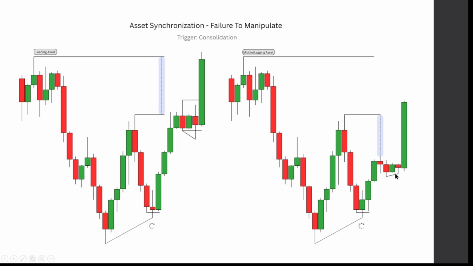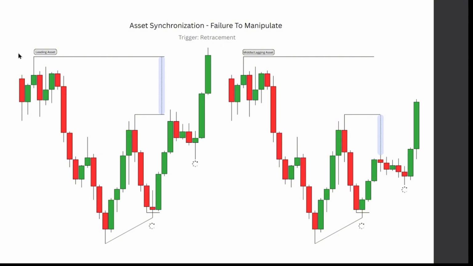Again, this happens in the form of a strength switch, but it doesn't even have to be a strength switch in this scenario when the leading asset still has a close proximity draw on liquidity. So that is how you would trade it if it was a consolidation, a failure to manipulate signature.